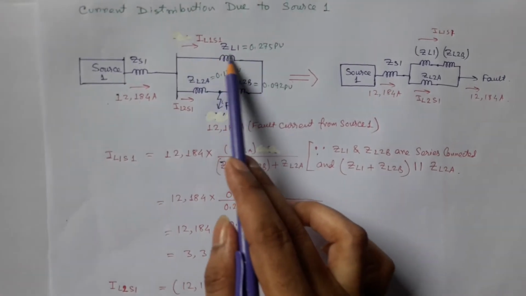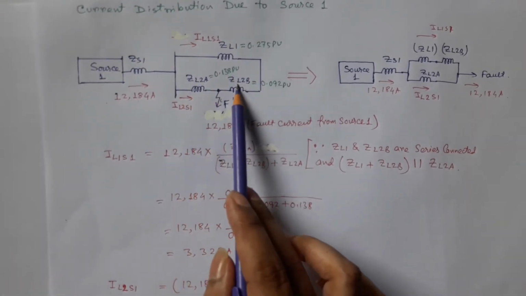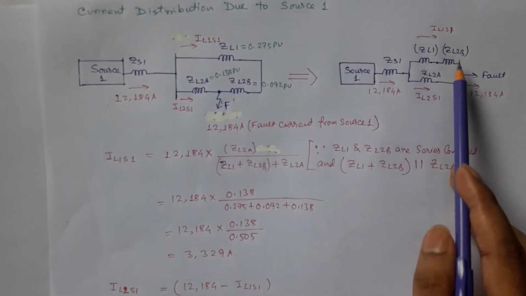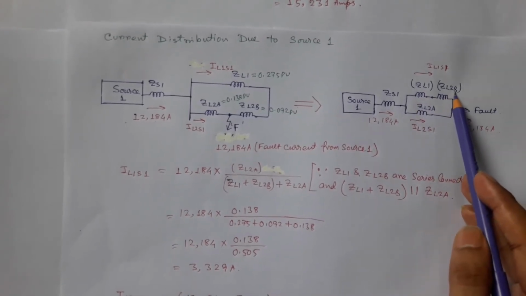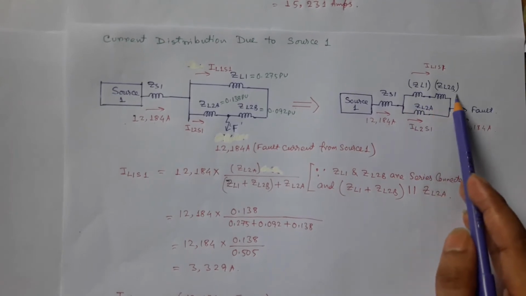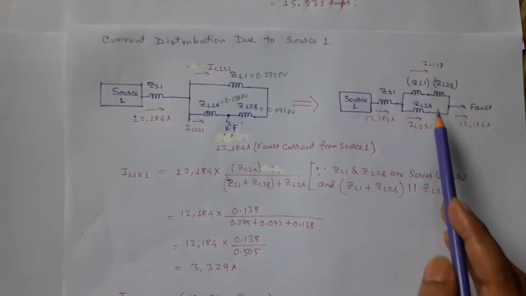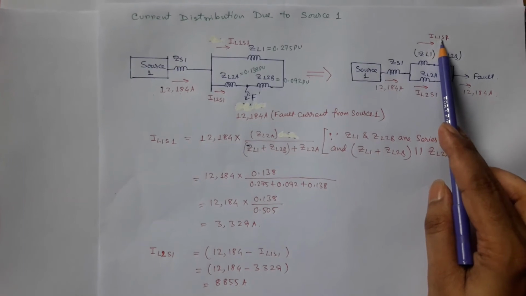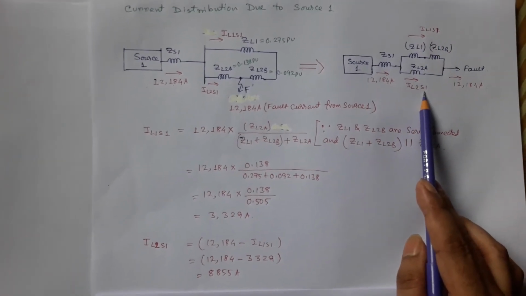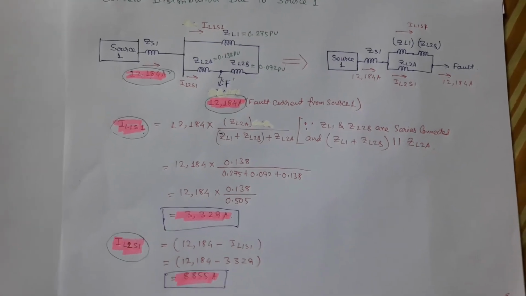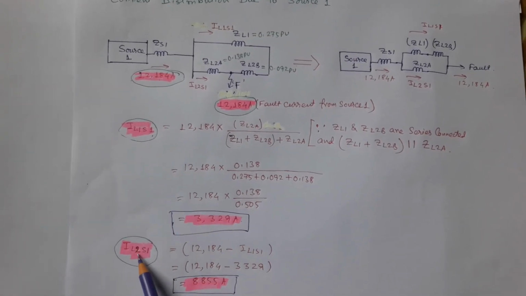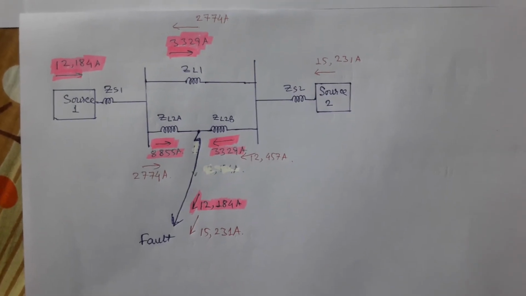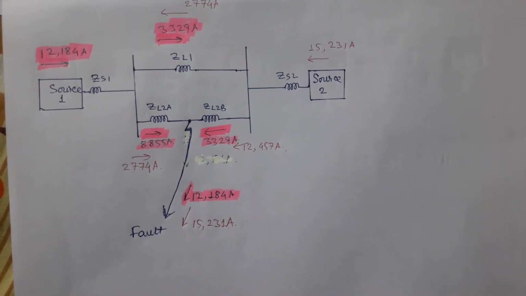We have already calculated per unit impedances of ZL1, ZL2A and ZL2B. Now, in this case, ZL1 and ZL2B are connected in series, and this section is in parallel with ZL2A. So again, by using current dividing rules, we can find value of IL1S1 and IL2S1. Calculated values of IL1S1 and IL2S1 are fault current through line sections due to source 1, which are shaded and written by green ink.